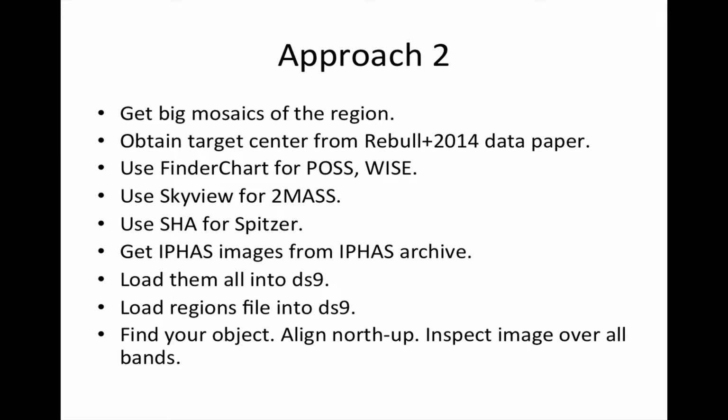You can use the SHA to get the Spitzer images. You can get the IRAS images directly from the IRAS archive, and then you can load them all into DS9 all at once. Load the regions file with our list of targets on top of all those images. Find the image you want to check, align everything north up to that same chunk of sky, and then inspect the images over all of the bands that we have.